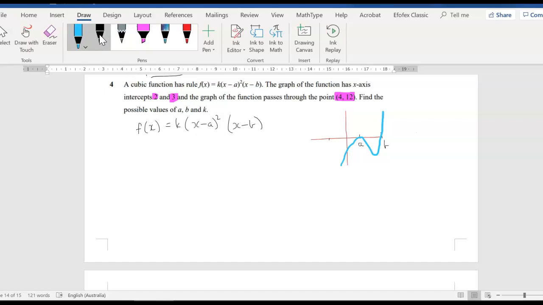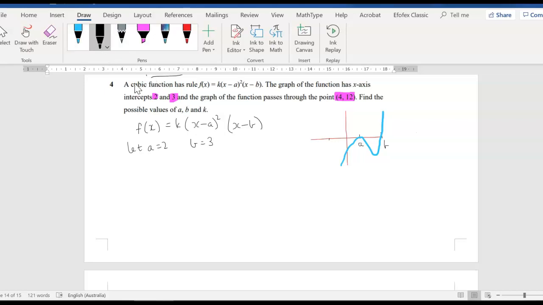Now, when we're looking at the value of A, remember it can be 2 or it can be 3. So let's say let A equal 2 and B equal 3. Now, it can be the other way around. It doesn't say that A is less than B, therefore 2 would become A. So we're going to look at two different values of K for this question.